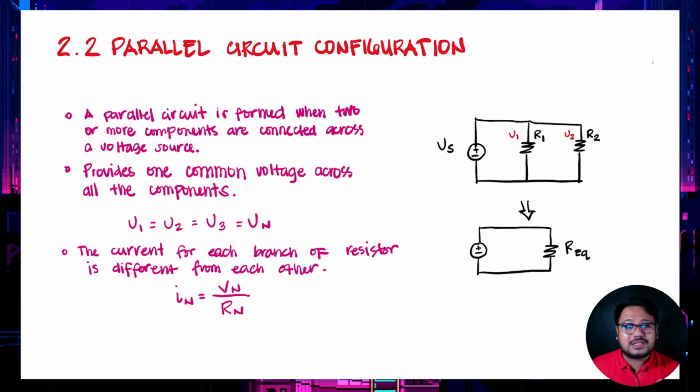The individual branch currents are calculated using Ohm's law, where Vs is the applied voltage and R is the individual branch resistance. The total current supplied by the voltage source must be equal to the sum of all the branch currents. A parallel circuit is formed when two or more components, in our case resistors, are connected across a voltage source, as shown. R1 and R2 are in parallel with our voltage source. The terminals of these resistors are directly connected to the positive and negative terminals of the battery. With this, the voltage across each resistor must be the same as the battery.